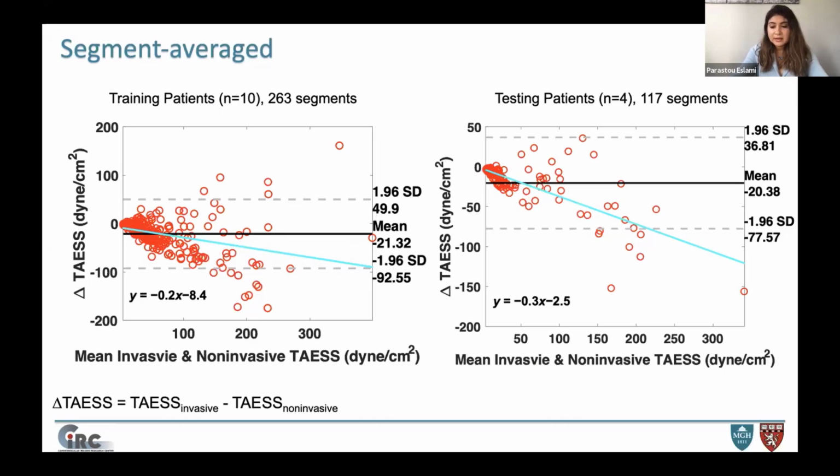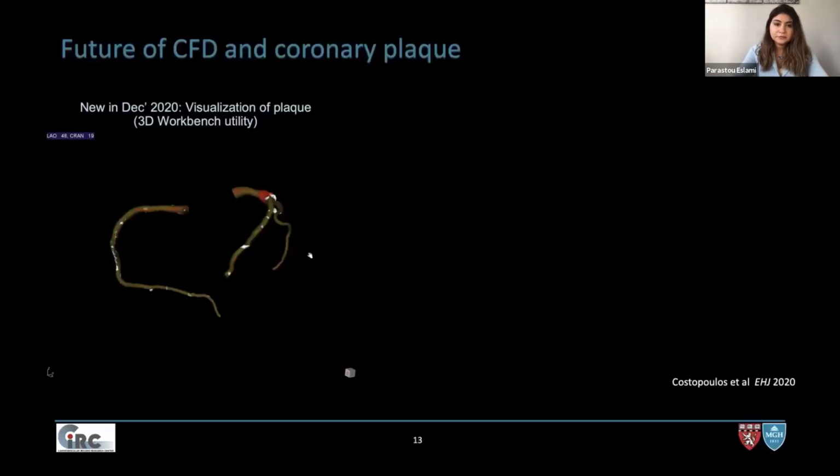So that's very promising that actually CTA is capable of capturing the same pattern of time average wall shear stress. And this can be really the groundwork for any other further CTA studies that would give us the shear stress pattern to look at plaque morphology in the future and its correlation.